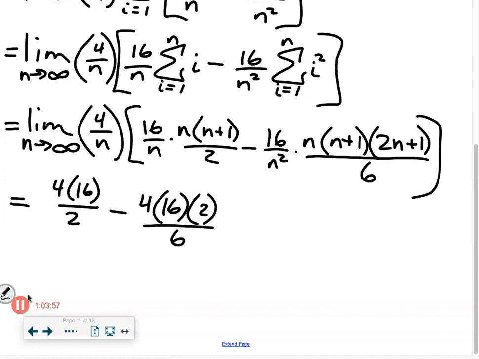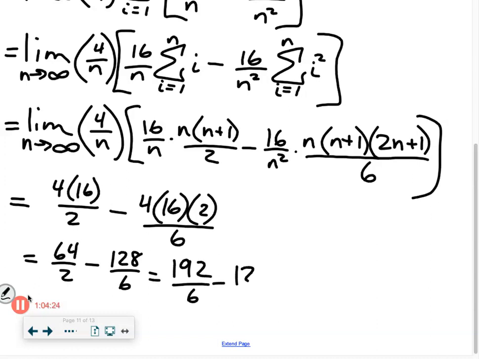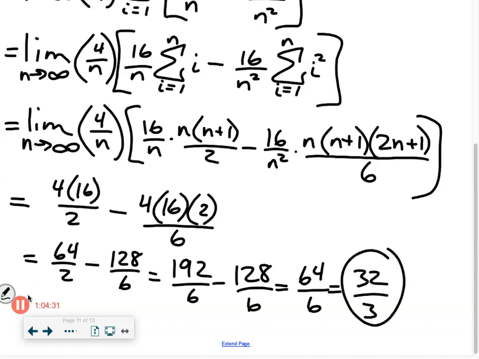Does everyone see where this 2 came from? Yeah, because if you were to find the coefficient of your n cubed, that 2 would be there. All right, so what do you end up with? So this is 64 over 2, so 64 over 2 minus 128 over 6, so times 3, 192 over 6 minus 128 over 6, which is 64 over 6, which is 32 thirds.